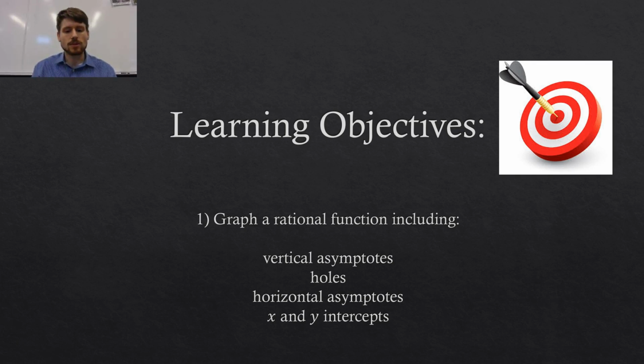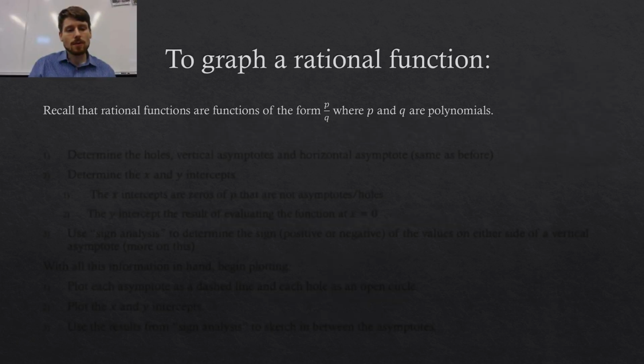Sometimes our rational functions will have x-intercepts, sometimes they'll have y-intercepts, sometimes they won't. Sometimes they'll have vertical asymptotes. If we have that, then we want to graph it. All right, so remember, rational functions are functions where you have a polynomial on top divided by another polynomial. So, polynomial over polynomial.